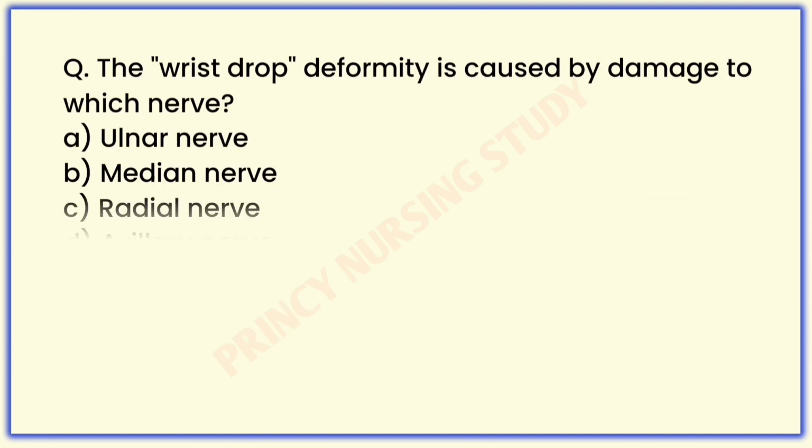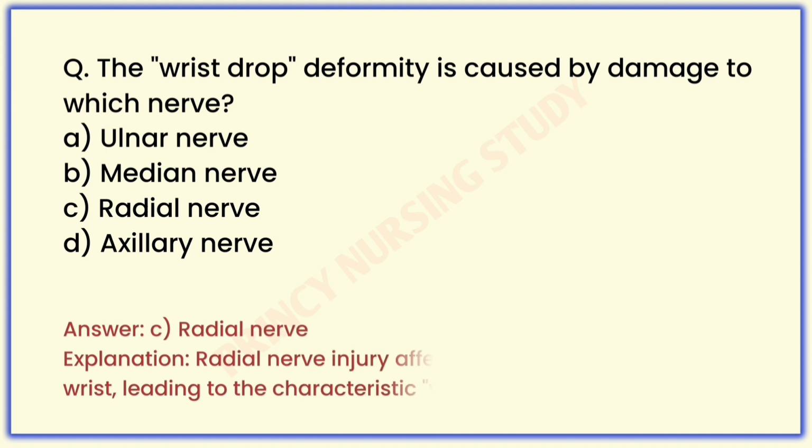Next question. The wrist drop deformity is caused by damage to which nerve? Correct answer is C. Radial nerve. Radial nerve injury affects the extensor muscles of the wrist, leading to the characteristic wrist drop.